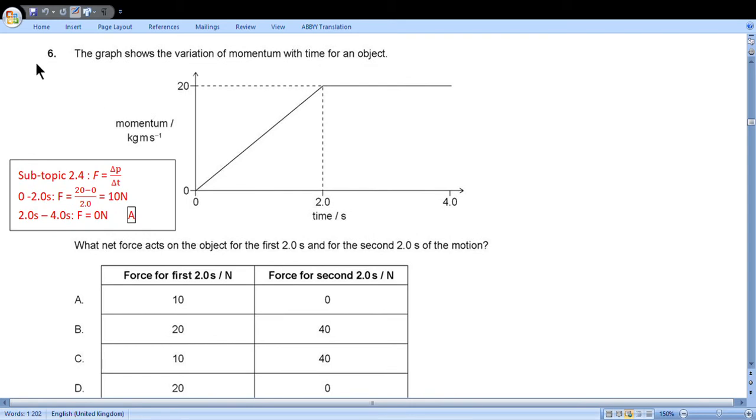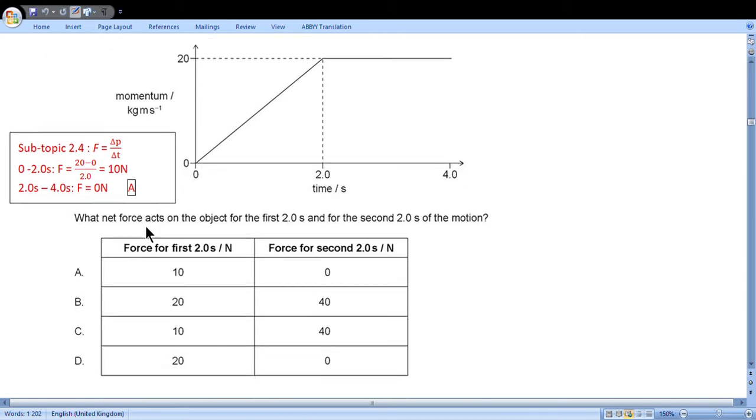Question 6. The graph shows the variation of momentum with time for an object. What net force acts on the object for the first 2 seconds and the second 2 seconds of the motion? Subtopic 2.4, force equals change in momentum divided by time. Here it will be the gradient, and the first gradient is 10 newtons, and then it is 0. So 10, 0. We choose answer A.